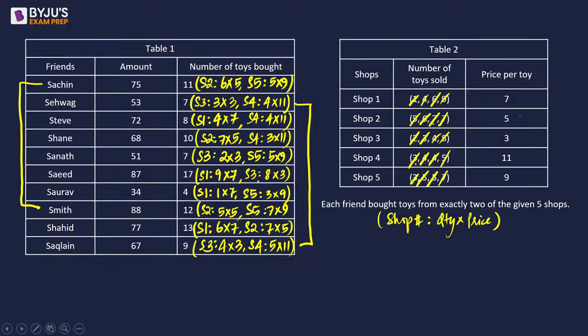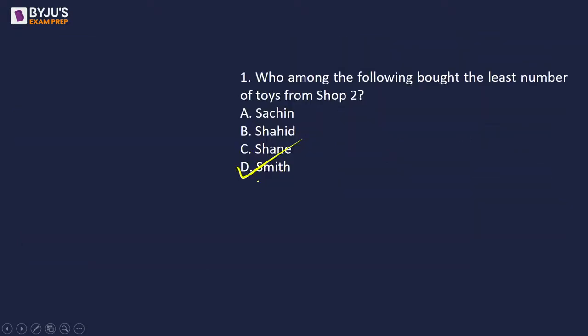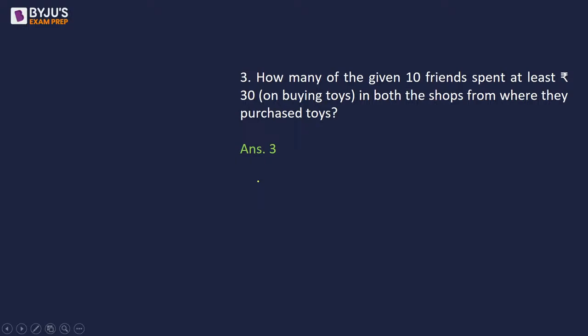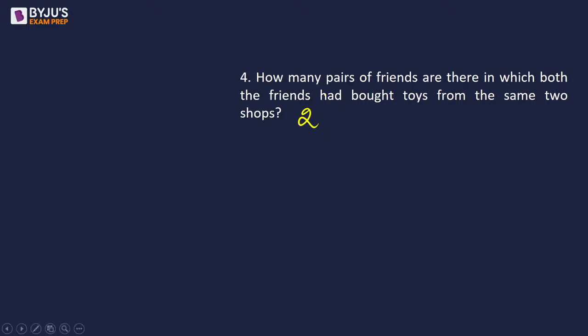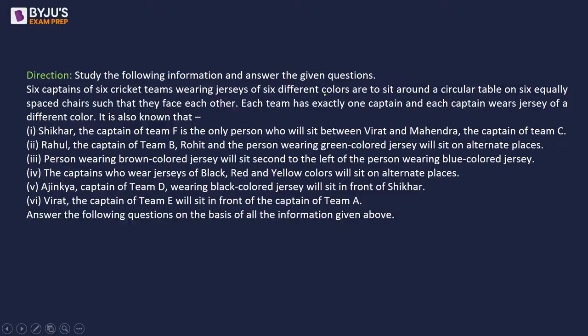So there are only 2 pairs of friends, Sachin Smith pair and Sehwag Sakleen pair, where they bought the toys from the same 2 shops. Okay. So an interesting set. When you solve it for the first time, it might be time consuming, right? But rather interesting.